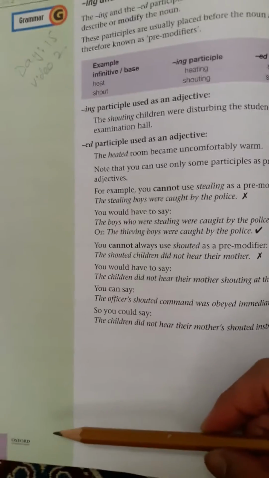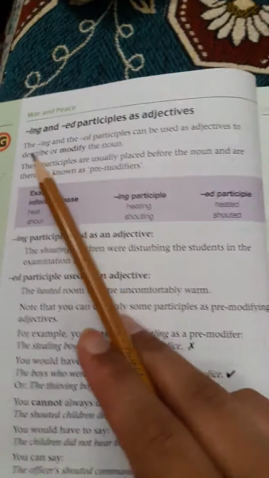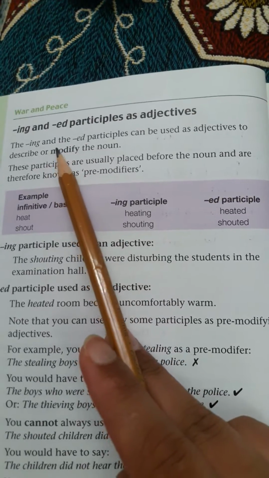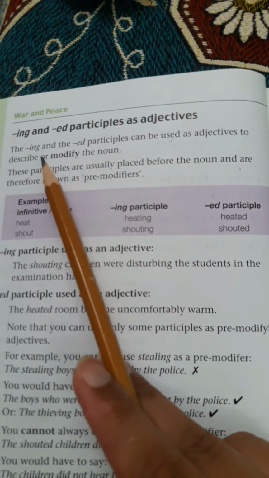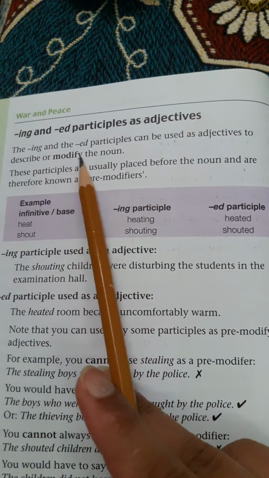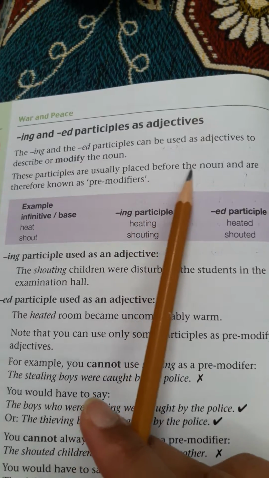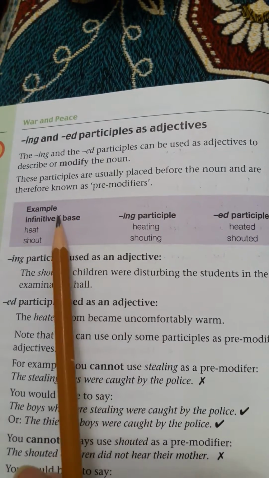Okay, class 7, day 15, video 2, page 42. ing and ed participles as adjectives. The ing and the ed participles can be used as adjectives to describe or modify the noun. These participles are usually placed before the noun and are therefore known as pre-modifiers.